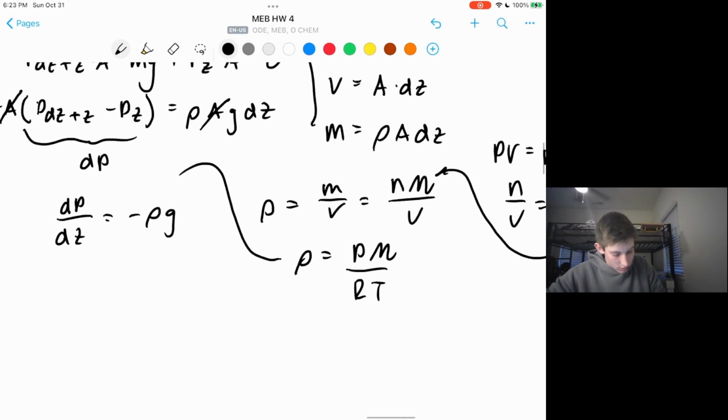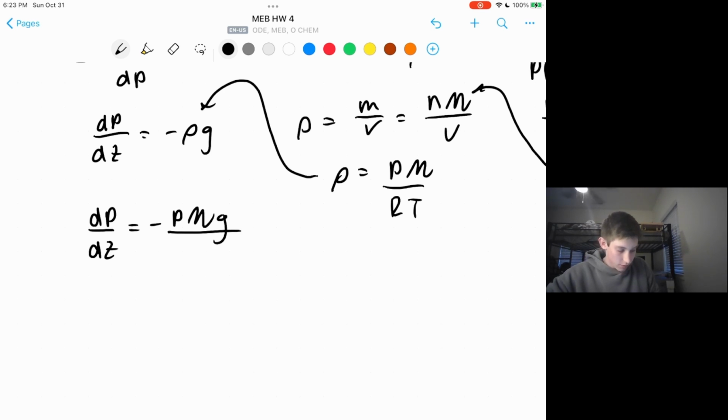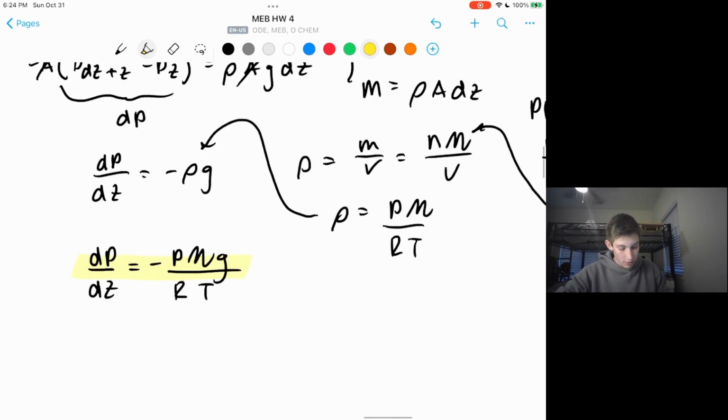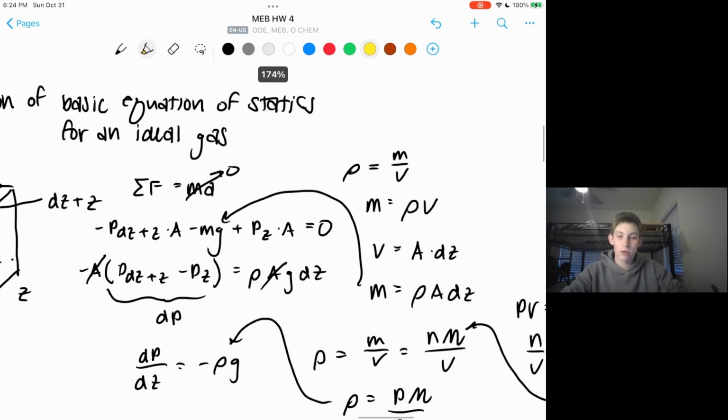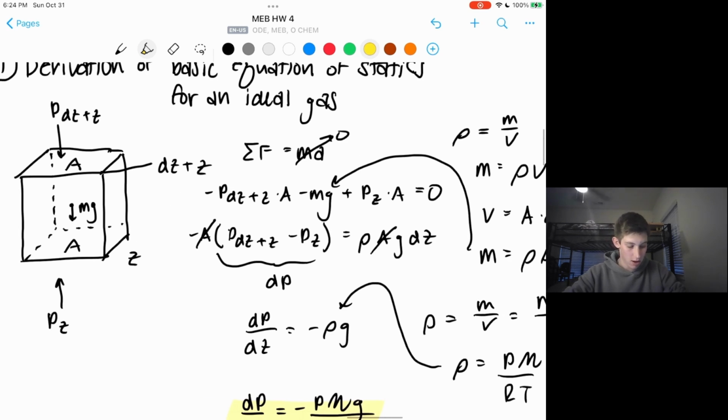And then we can substitute this in here. So we get dP/dz equals negative pressure times molecular weight times gravity divided by gas constant R times temperature. And this is how we can derive the basic equation of statics for an ideal gas through differentiating the volume and applying a force balance, and then substitution with the ideal gas law.